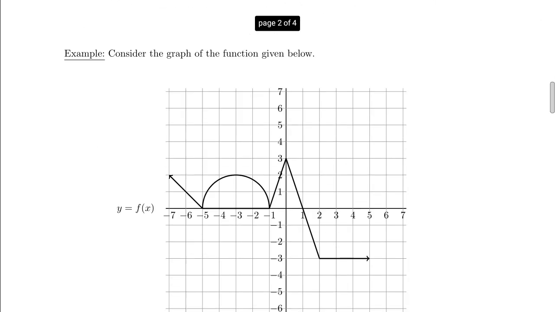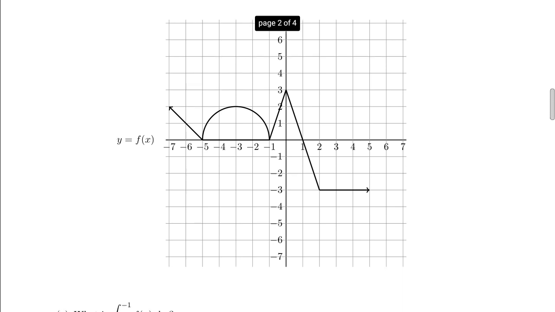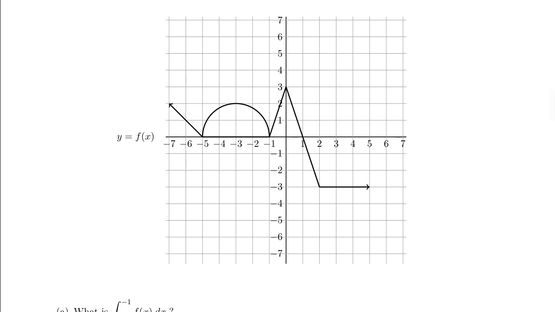Okay, so let's look at an example here. Let's consider the graph of this function that's given here. This function is kind of strange looking. Clearly it's a piecewise function, but it is continuous. And notice that when we're talking about the definite integral, we didn't say anything about it being differentiable, right? We talked about it being continuous on the interval, and it is continuous on this interval.